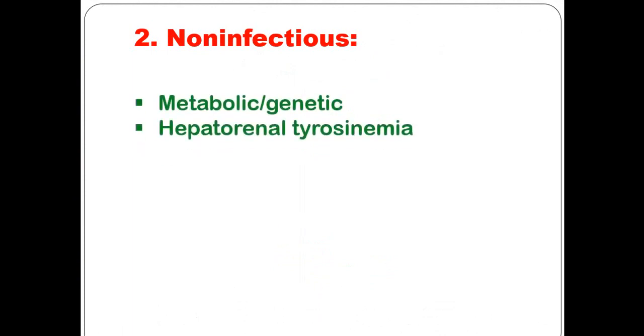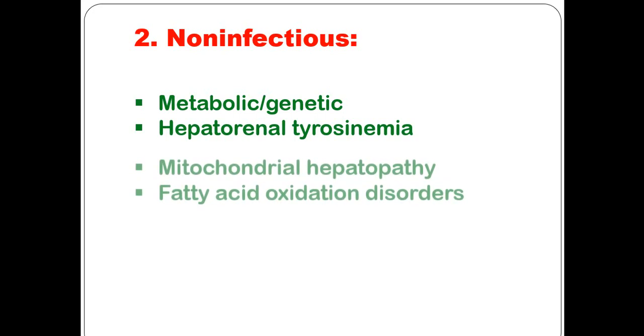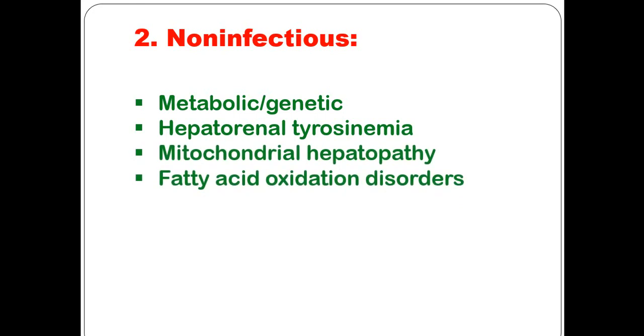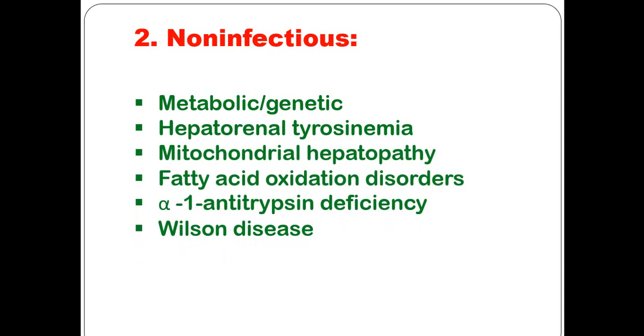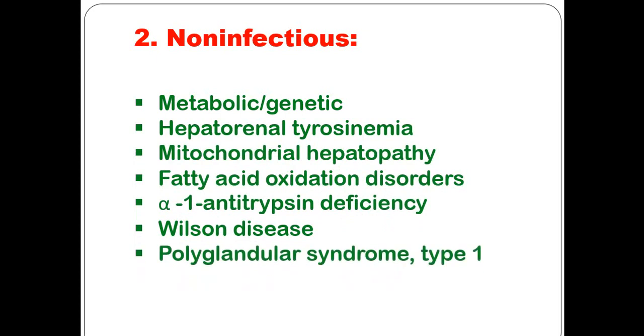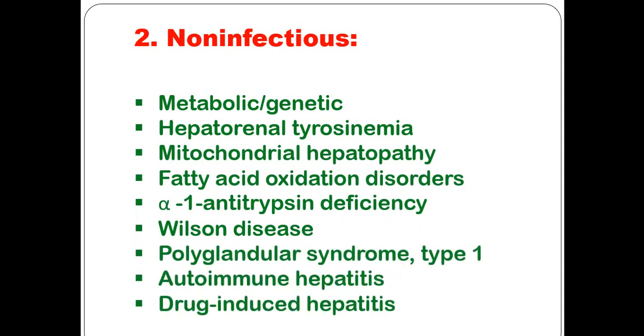The non-infectious causes of acute hepatitis carry a long list of hereditary, genetic, or metabolic diseases. So it could be hepatorenal tyrosinemia, mitochondrial hepatopathy, fatty acid oxidation disorders, alpha-1 antitrypsin deficiency, Wilson disease, polyglandular syndrome type 1, or it could be autoimmune hepatitis or drug-induced hepatitis.